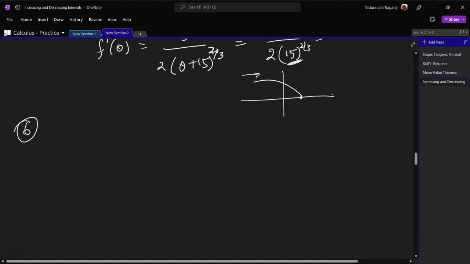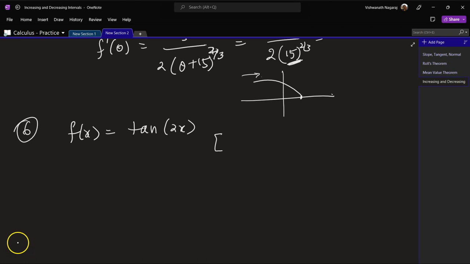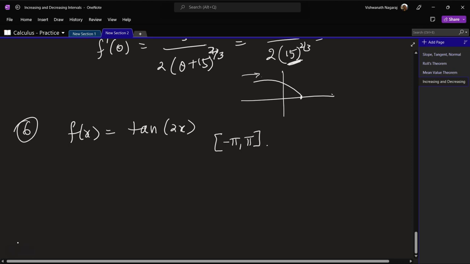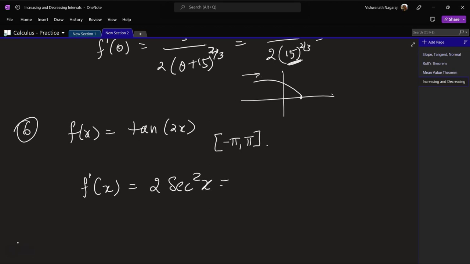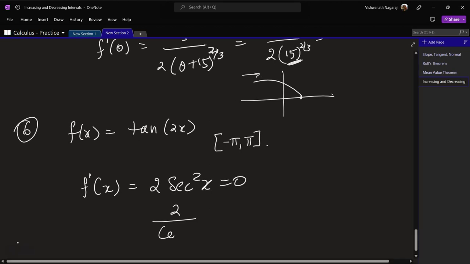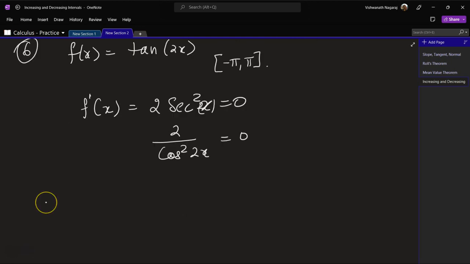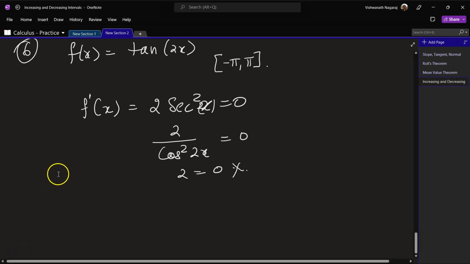Sixth one. Okay, f of x is equal to tan of 2x in the closed interval minus pi to pi. Okay, let's differentiate it. F prime of x is equal to 2 sec² 2x, which is 2 over cos² 2x. Now, if we equate this to 0, it would become 2 equal to 0. So, which means there is something wrong since it is not differentiable.